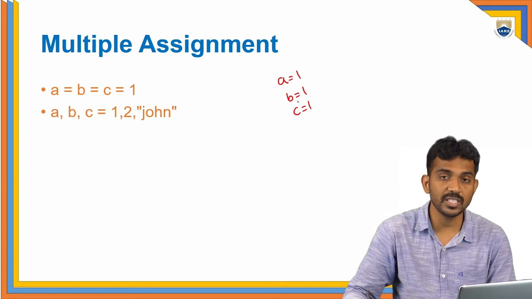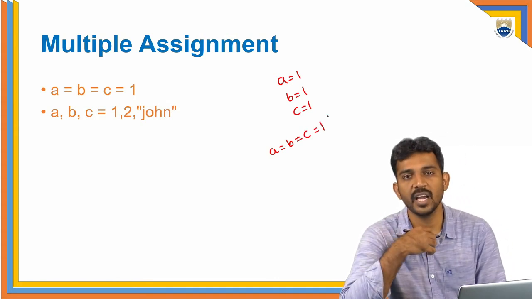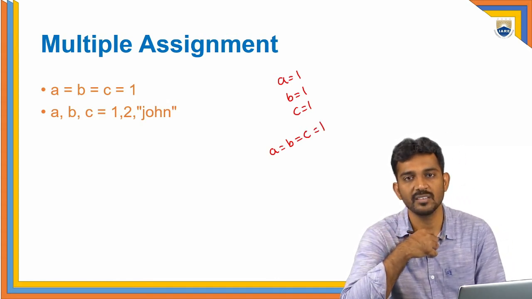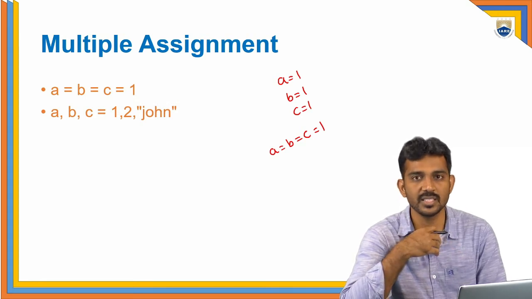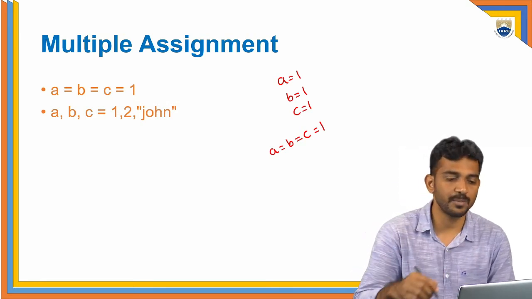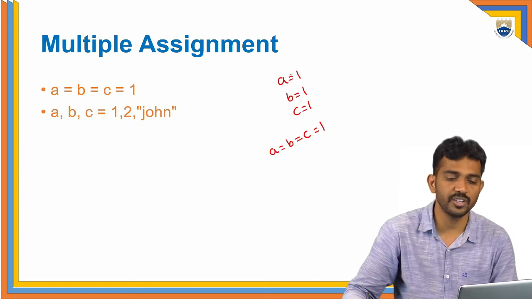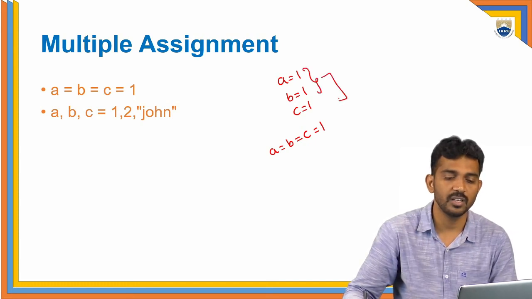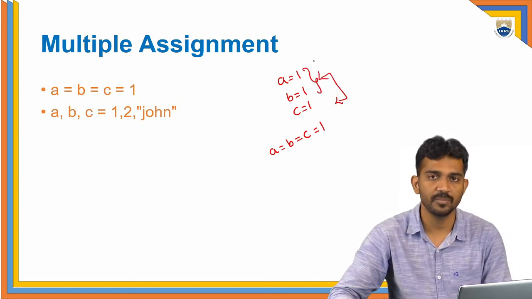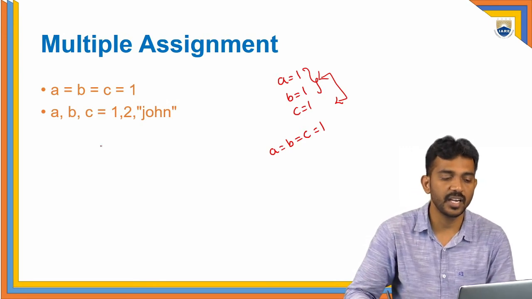Suppose you want to assign all the statements in a single line, then you should use A equal to B equal to C equal to 1, right? So all are the same. These two statements are equal, right? So next, one more thing.